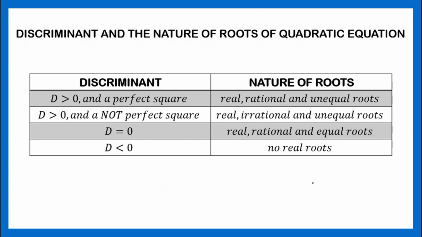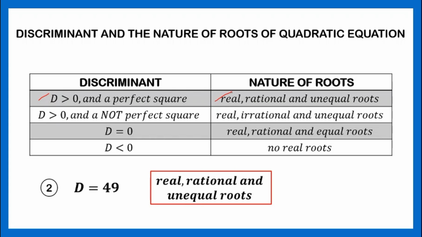Number 2. So, number 2, D is equal to 49. So, saan siya magfo-fall dito sa 4? Greater than 0. So, tama. So, pwede ulit siya sa 1 saka sa 2. Now, ask yourself, is this perfect square, yung 49, or not? Perfect square siya. Bakit? 7 times 7 is 49. Negative 7 times negative 7 is 49. So, perfect square yon. So, dito siya magfo-fall. Kung yan yon, dapat ito ang naging sagot mo. Real, rational, and unequal roots.